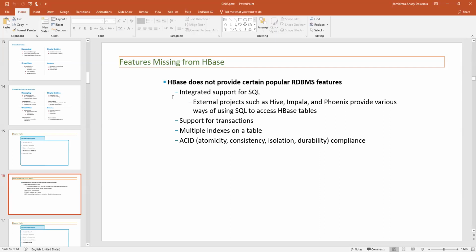It cannot provide multiple indexes on a table. You have just one index, versus a simple RDBMS. RDBMS stands for Relational Database Management System, where you might have multiple indexes or multiple unique columns. It doesn't provide ACID, which is atomicity, consistency, isolation, and durability, which you have probably seen in your SQL course, so I won't go there.